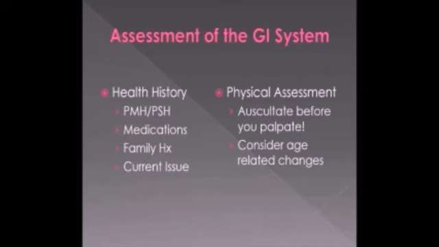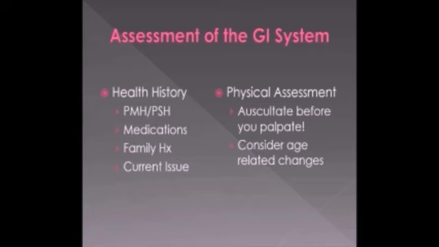You want to ask about family history. There are some things, particularly colorectal cancer, some of the other types of cancers, some types of inflammatory bowel disease that do have a genetic component. So you do want to know about family history. Most of all, you really need to focus in on their current issue.